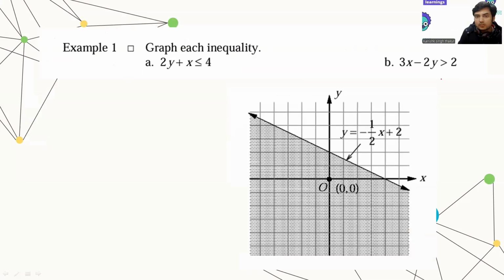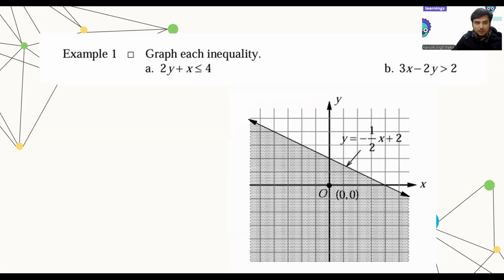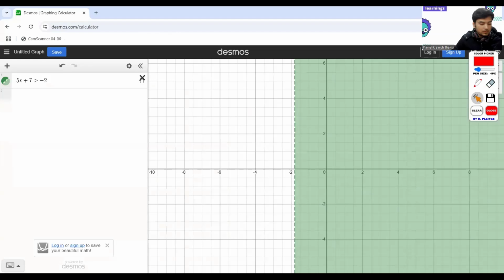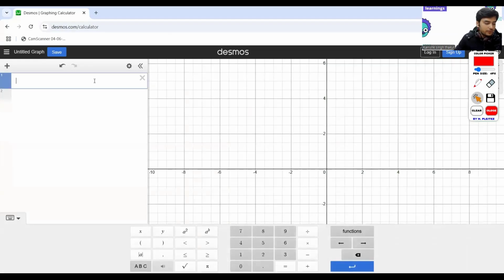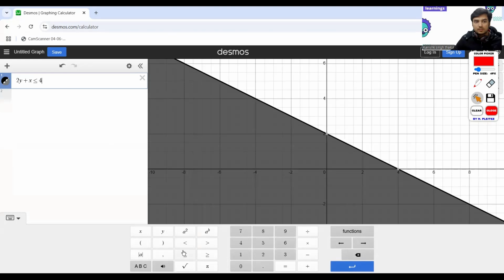Now, again, let's try to graph this one: 2y plus x less than or equal to 4. So let's try to do this with the help of Desmos only. So I have 2 times y plus x is less than or equal to 4. So this is my graph for this.